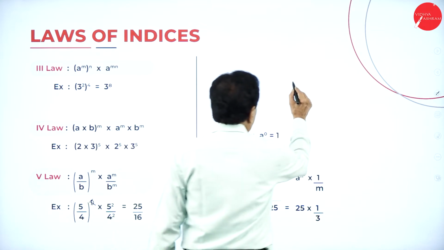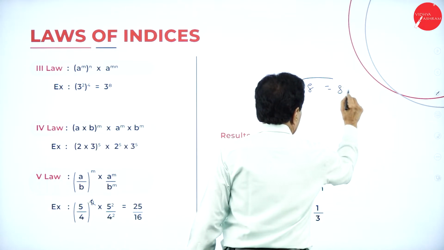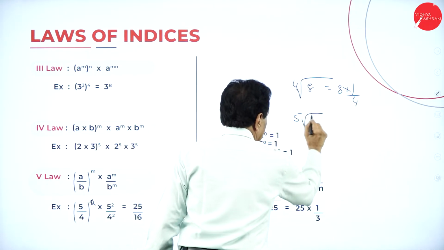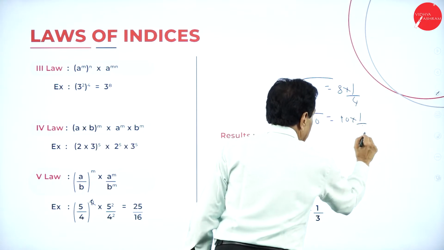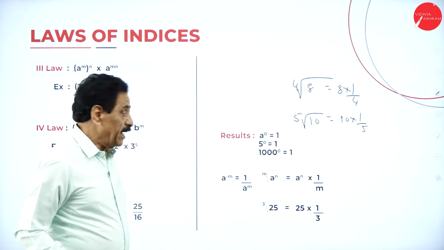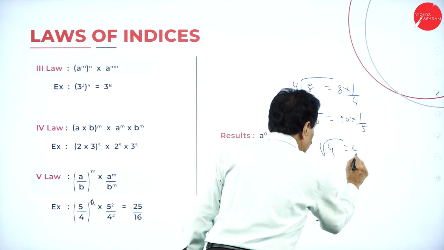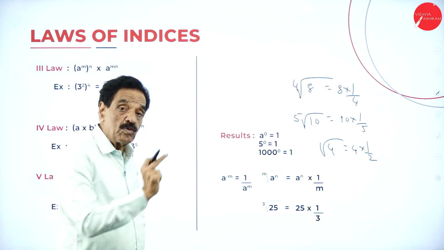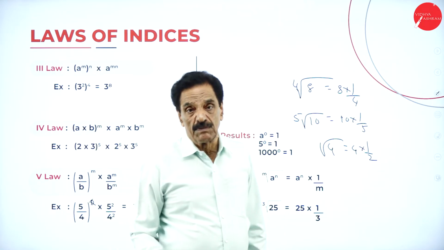By chance, if it is the fourth root of 8, this is nothing but 8 to the power of 1 over 4. The fifth root of 10 can be written as 10 to the power of 1 over 5. We can write like this. If you have only root 4, this is 4 to the power of half. So root is always half, cube root is 1 by 3, fourth root is 1 by 4, fifth root is 1 by 5.